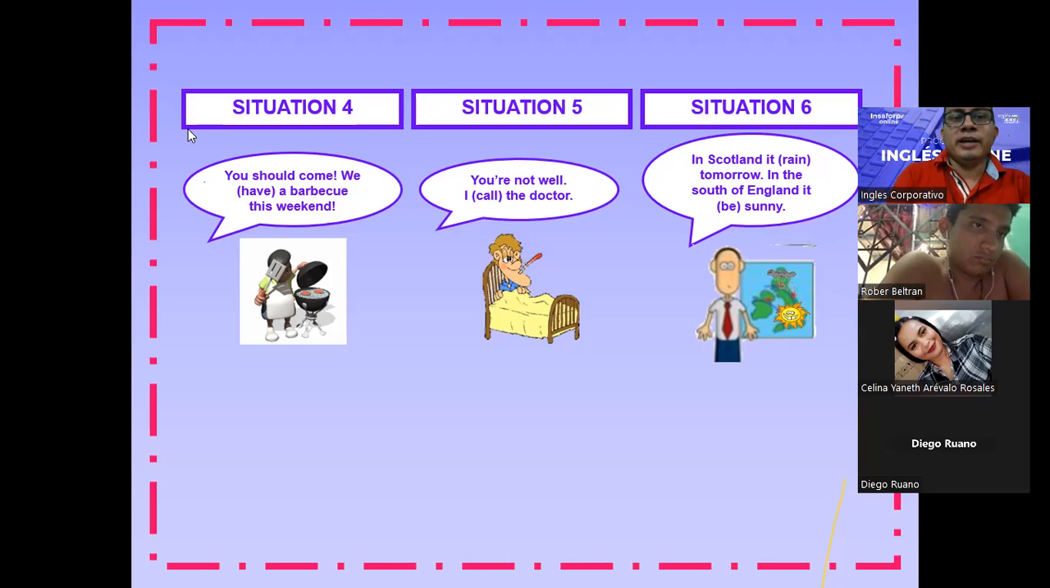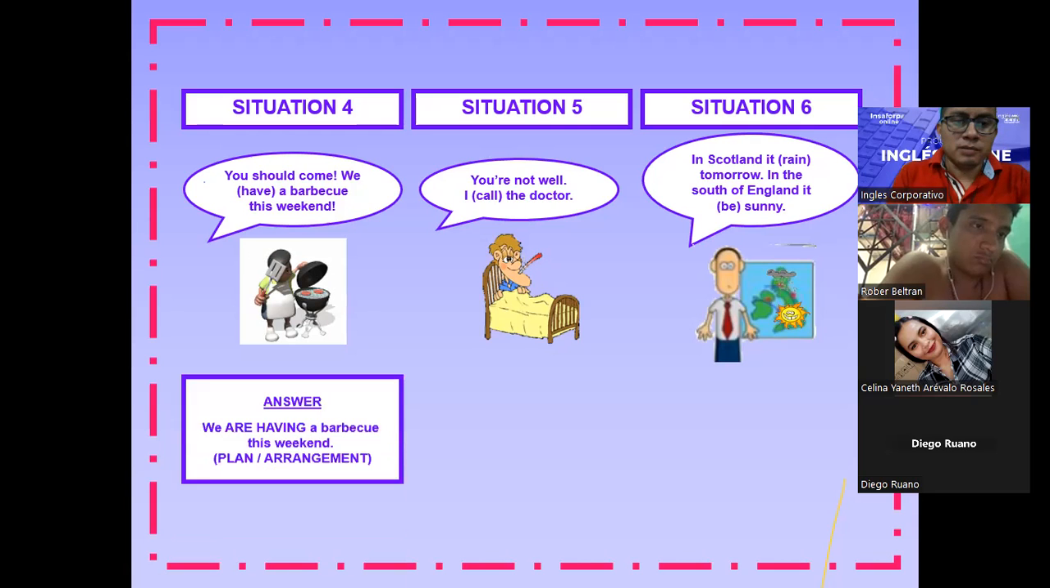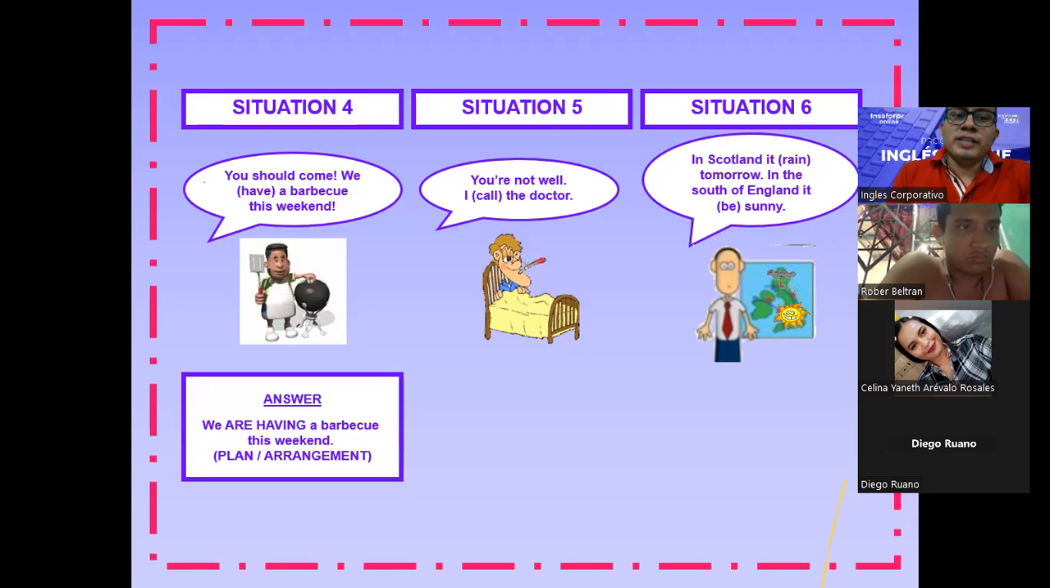So in this case, we're going to leave it with two possible options: plans and arrangements, okay? Because it's there. If it is an arrangement fixed already, well, you should come. We're having a barbecue this weekend. It's already set. We already planned everything. We already have even the place, all the utensils, and the meat or whatever you're going to be doing for the barbecue. That's an arrangement already fixed.